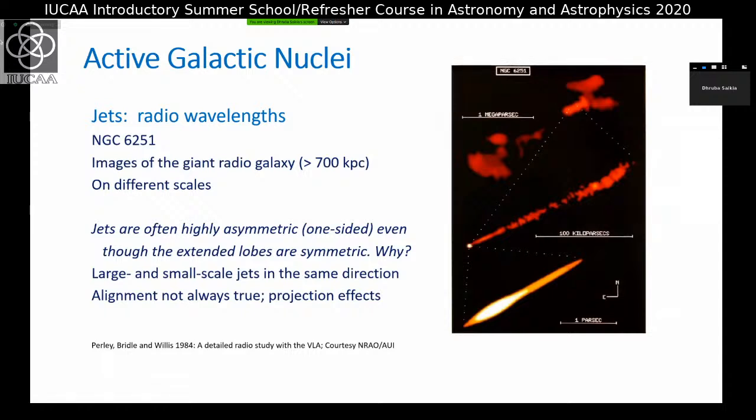And with the current cosmological Hubble constant, it is put at 700 kiloparsecs from end to end when seen in projection.